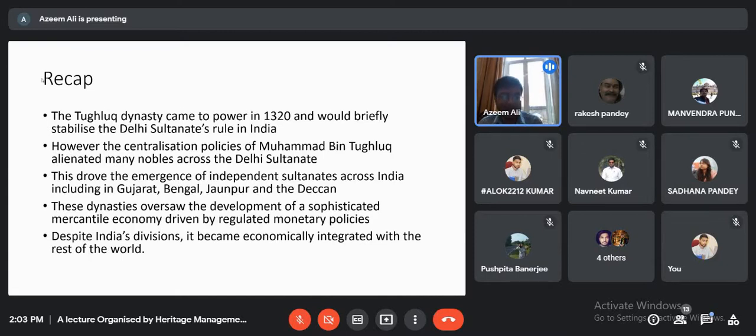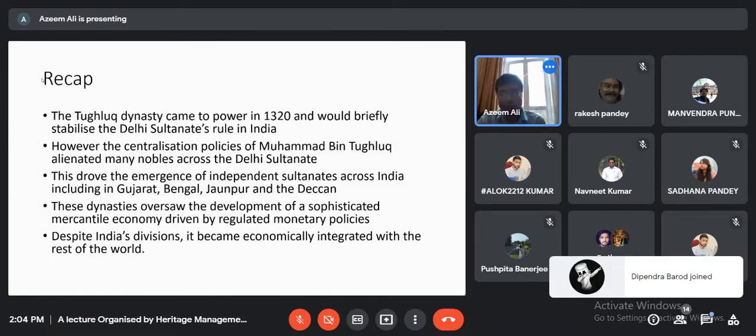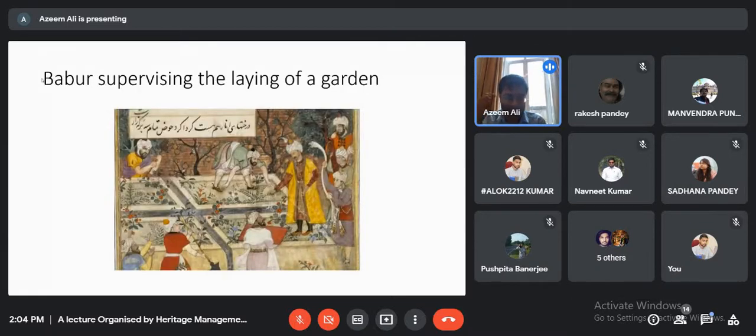And despite this kind of division within India, there was the development of a more sophisticated mercantile economy, which was driven by regulated monetary policies that began to be integrated with the rest of the world over time. So we can start from the beginning of that, and this will continue under the Mughals, who I'm going to be talking about. I'm going to start with Babur. So here is a painting of Babur laying out a garden.